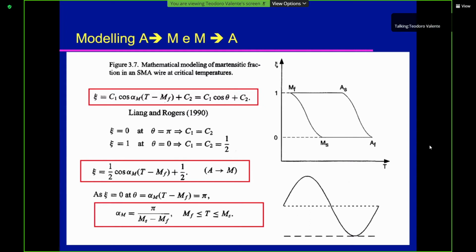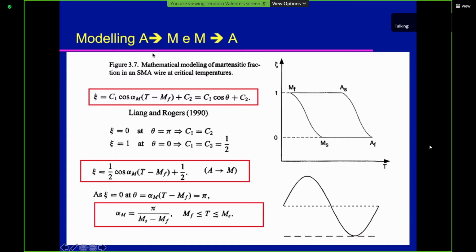And so we can also express this general formulation more specifically as Xi equal to the constant C1 times the cosine of the angle, which is defined as F(m) multiplying temperature minus temperature, which is martensite finish, plus the second constant C2.